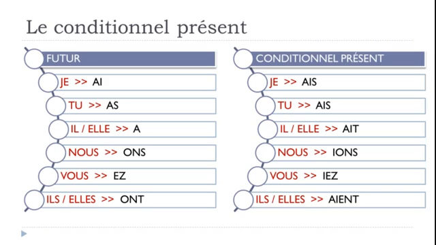So to be totally honest, basically we construct these two tenses the same way, so the endings here and here will be the only way to make the difference between the future and the conditional. So it's quite important to really remember them by heart. Okay, so remember future, AI, AS, A, ONS, EZ, ONT, but then conditionnel présent, AIS, AIS, AIT, IONS, IEZ, AIENT.